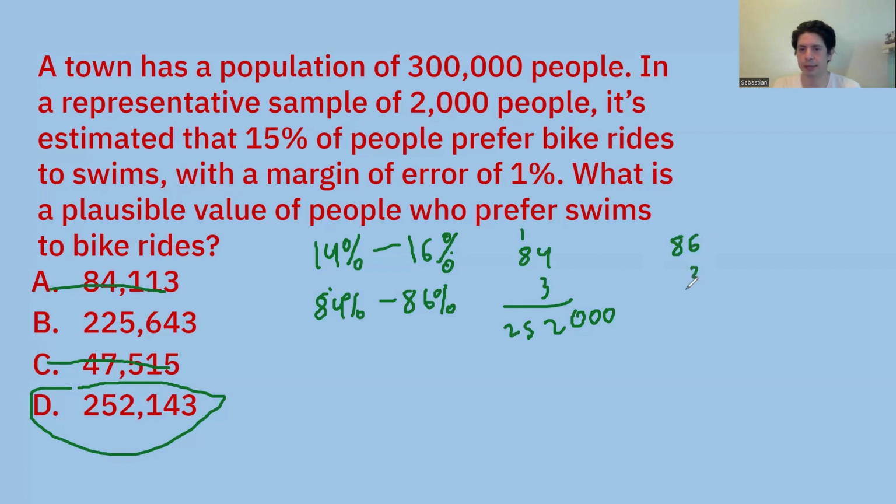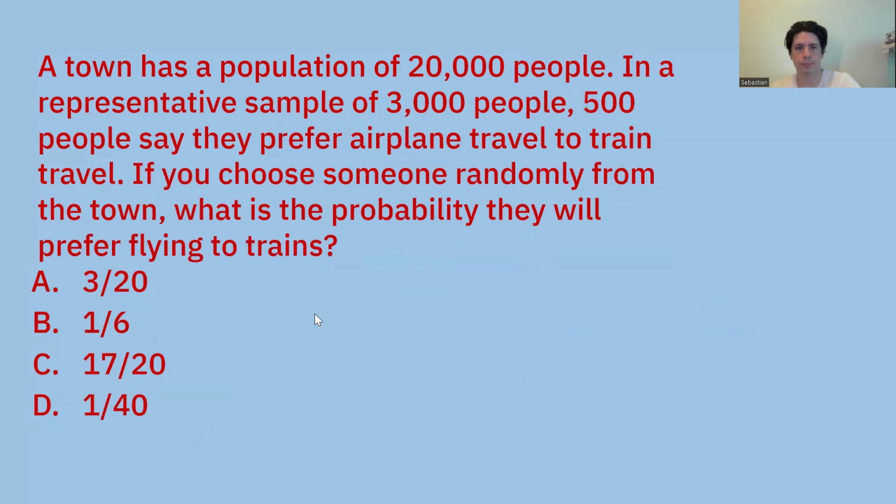We do 86 times 3, put the multiplication sign here. 86 times 3, 6 times 3 is 18, so we write an 8. Carry the 1, and that's going to be 258,000, right? So that's our range, and this one falls at the lower end of the range, but still in the range. So it is D. Great. And now we'll go to one more.